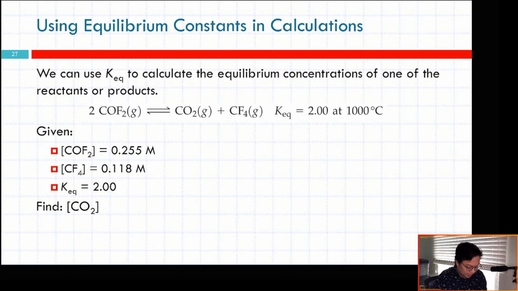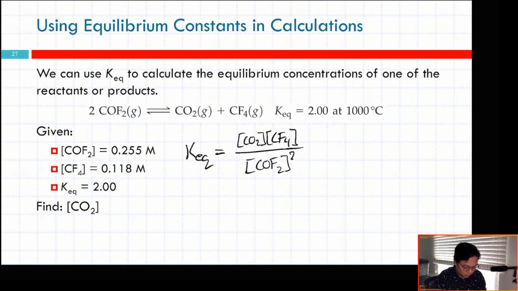So let's first set up our equilibrium equation. KEQ equals products over reactants. So we'll do CO2, CF4, and then in the denominator we have our reactants, COF2 squared. Again, these each had a coefficient of 1, so I just left that implied. And now we can fill in the numbers. Our equilibrium constant is 2. We are looking for carbon dioxide. Usually when I do these, I'll fill that in with X because it's easier to write. But then we have our carbon tetrafluoride, 0.118.